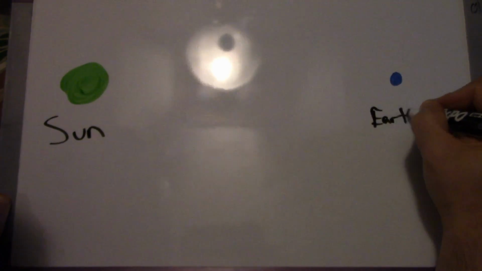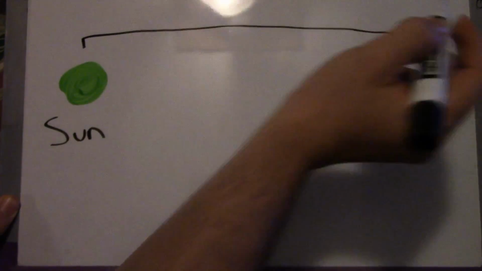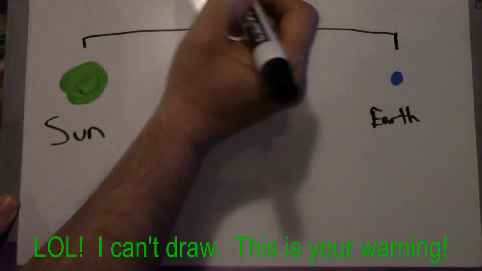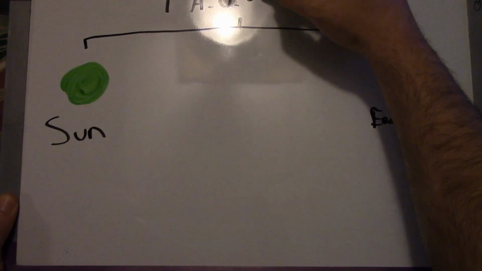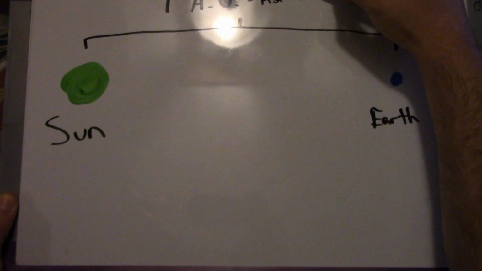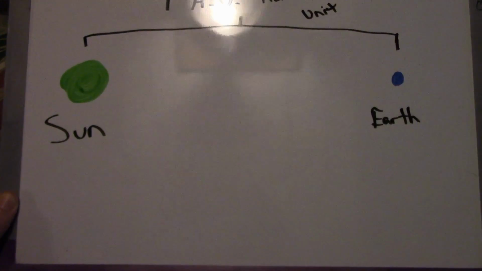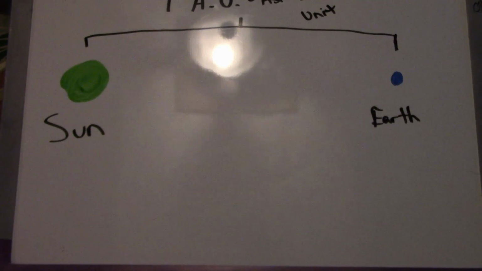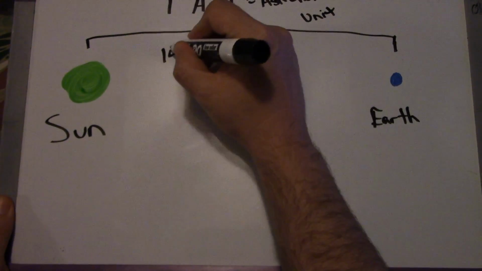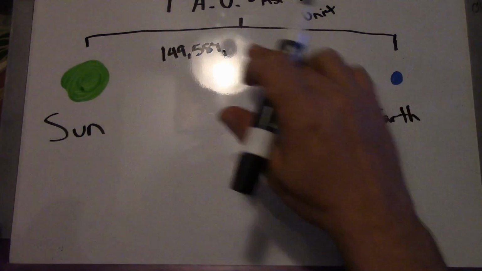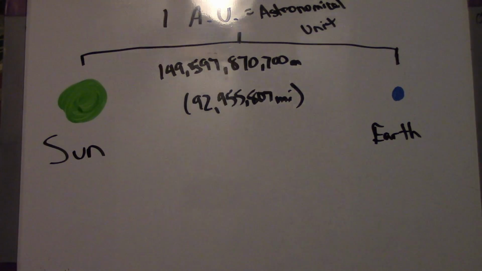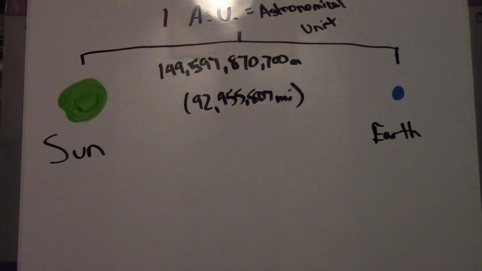The average distance between the Earth and the Sun is called an astronomical unit, or AU. This distance is 149,597,870,700 meters, or 92,955,807 miles. The exact speed of light in meters per second is 299,792,458 meters per second. It is this value that we are going to be using. There will not be any rounding, except after we get to 4 decimal places.